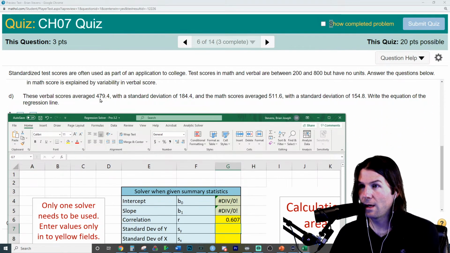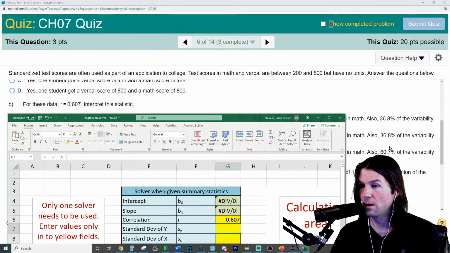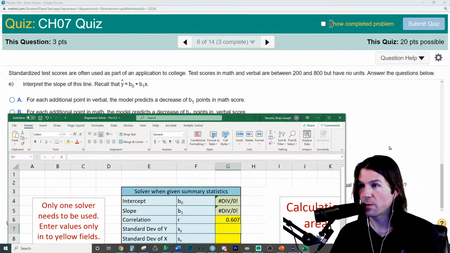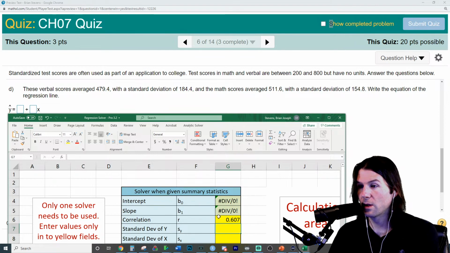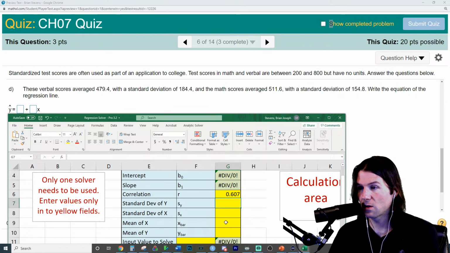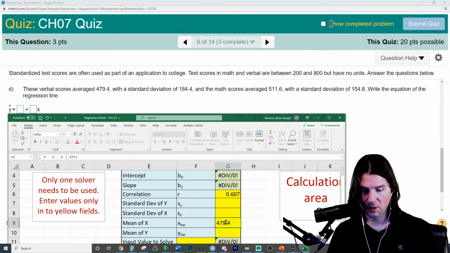It says a verbal score had an average. Now, verbal is on the x-axis, so that makes verbal the mean. Let's be very careful right here. This is where errors occur. We're not going to have errors on this one. Verbal is going to be the mean of the x's. So we go here to mean of the x. That's the verbal, 479.4. It's going to solve the equations for us because we're not here to solve math.